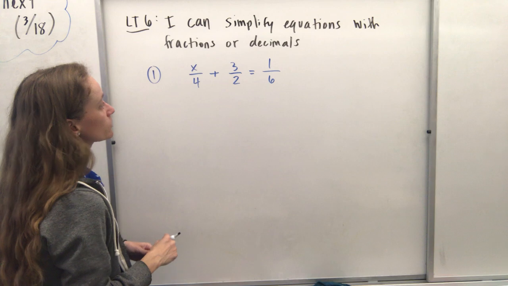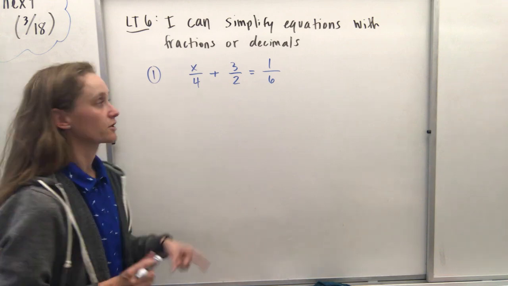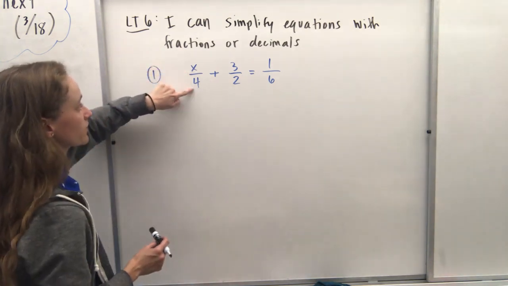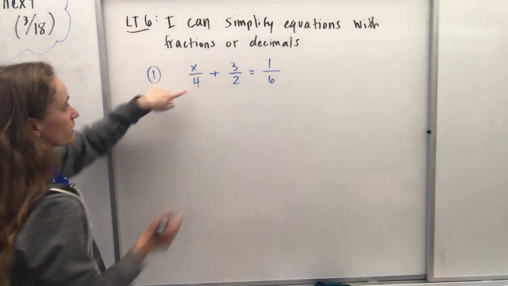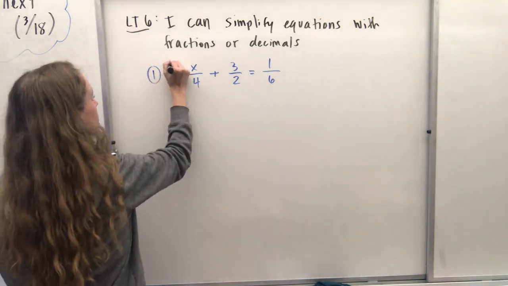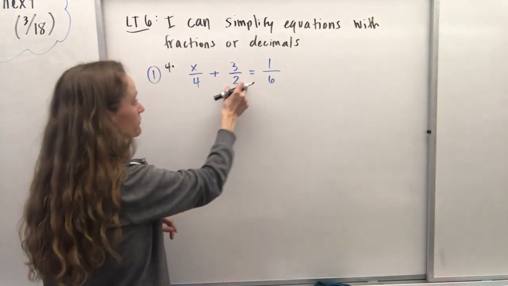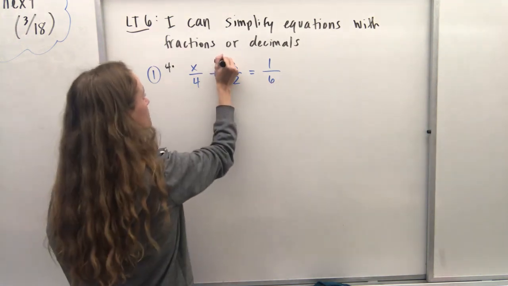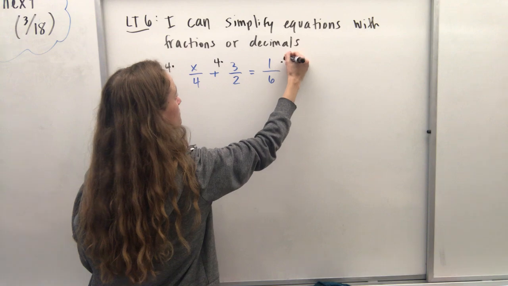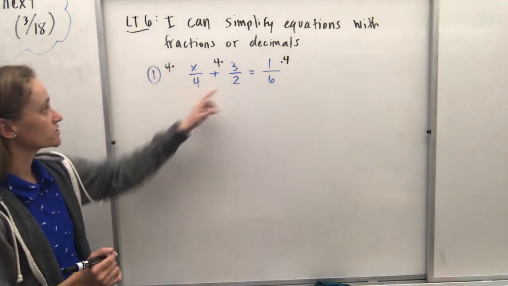So what we're looking to do here is still do the opposite operation. So this is x divided by 4. The opposite of dividing by 4 would be multiplying by 4. But if I multiply this term by 4, I have to multiply this by 4 and this by 4. So I want to put 4 times on all these problems. And then let's do the same thing here.